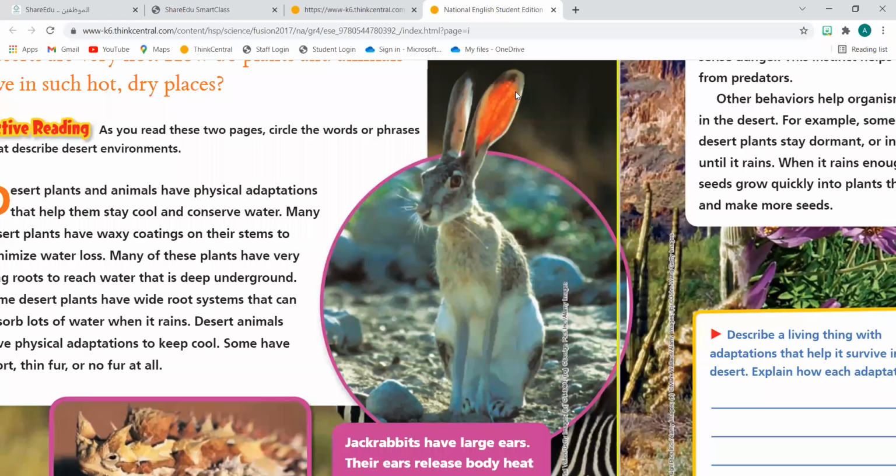But the ear is red. Not because it's bleeding. It's very thin. It's very thin.